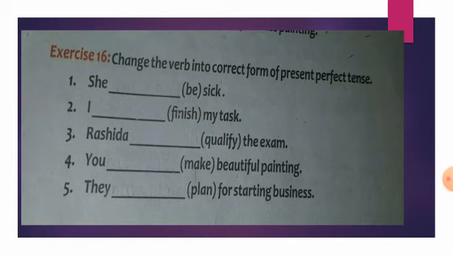Now it is very easy. You have to change the verb into the present perfect tense. She has been sick. For making present perfect tense, you have to use has and have, and be will be changed into the third form of verb, been. She has been sick. I have finished my task. Rashida has qualified the exam. You have made beautiful painting. They have planned for starting business.